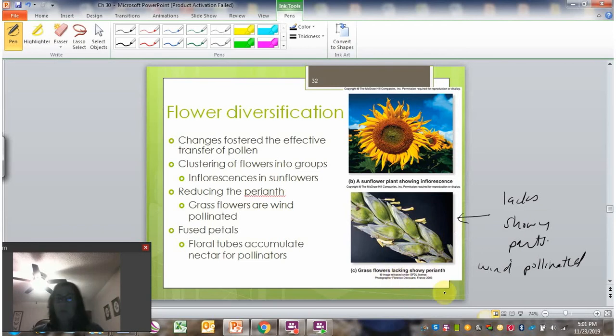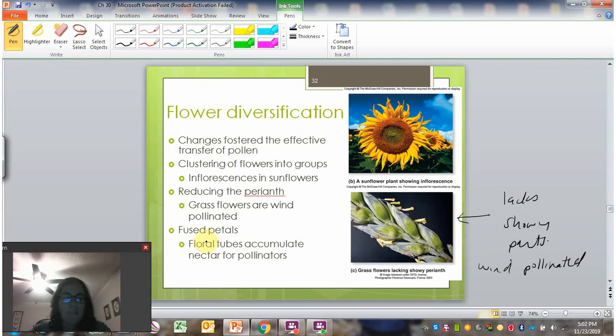And so the side effect of this is that grasses do well in windy places. They kind of go together with windy places. So think of American grasslands or prairie, for example, being a place where there's a lot of wind and the grasses that are wind pollinated do well there.